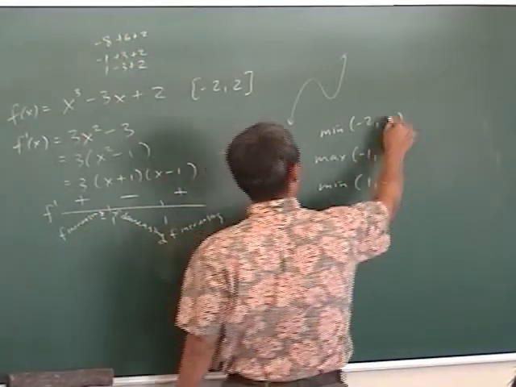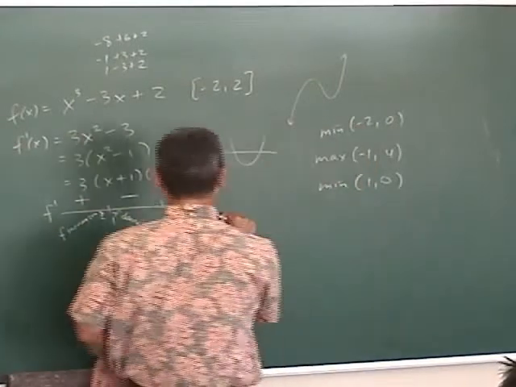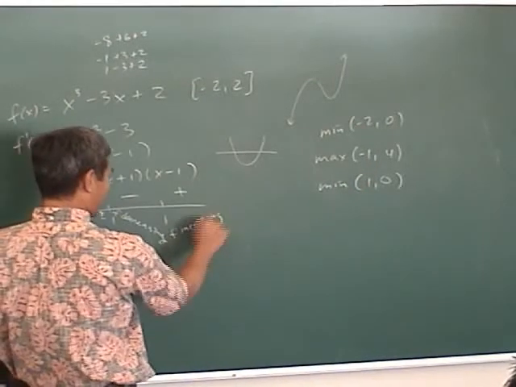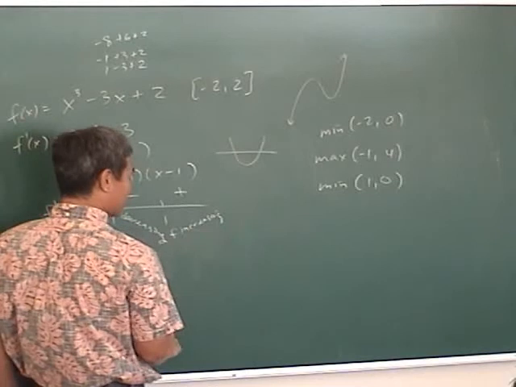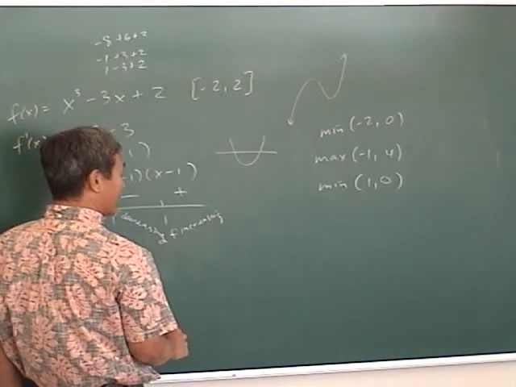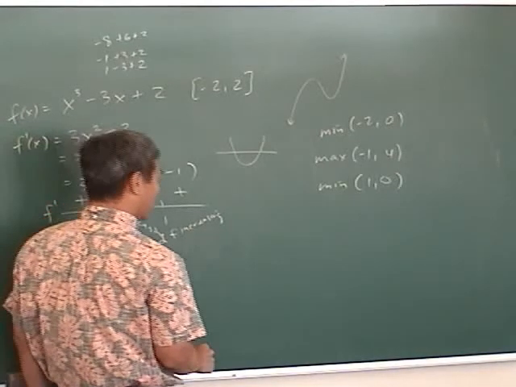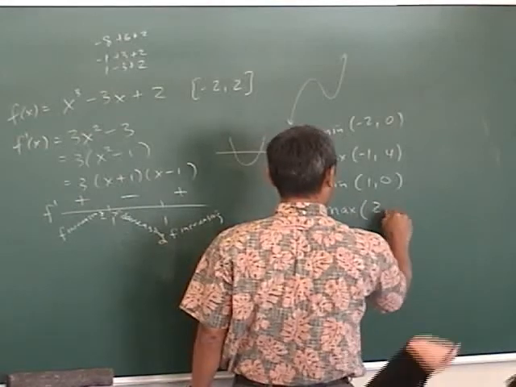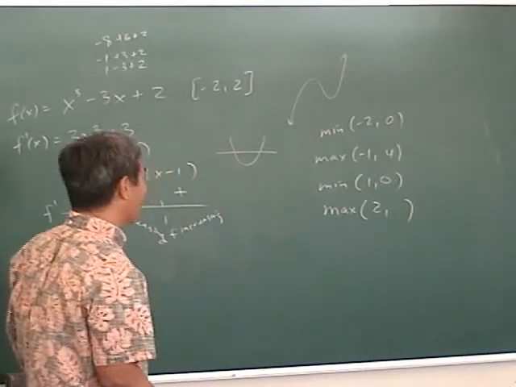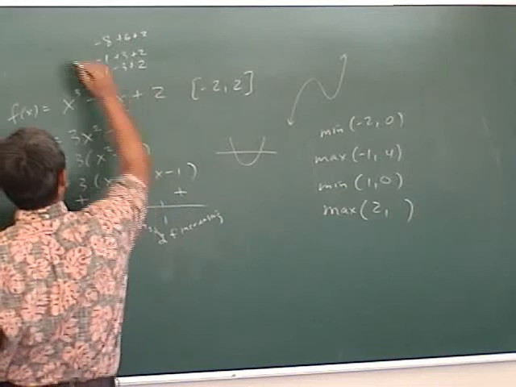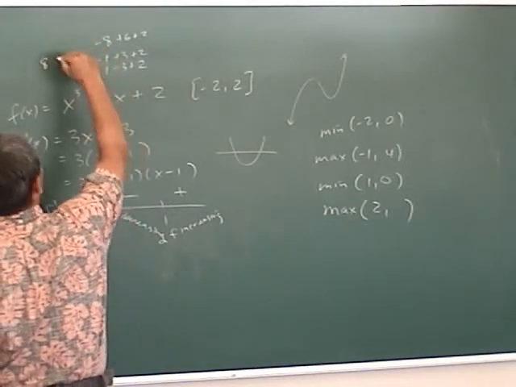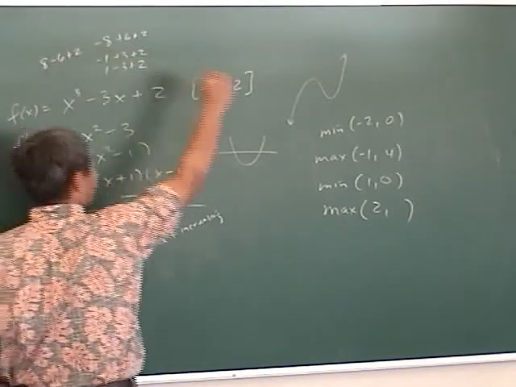And then, at this endpoint, at 2, right over here, the graph goes up and then it just stops. Is that a max or a min? That's a max. So we have a maximum at 2 comma something. How do I figure out the y coordinate? You plug it back in here and you get 8 minus 6 plus 2, which is 4.